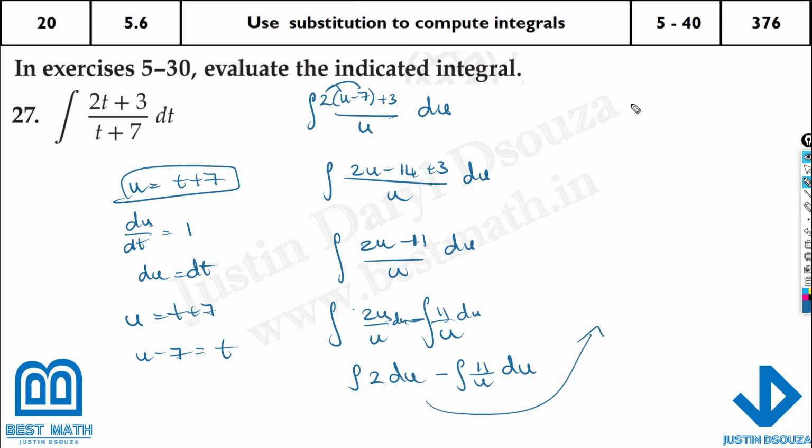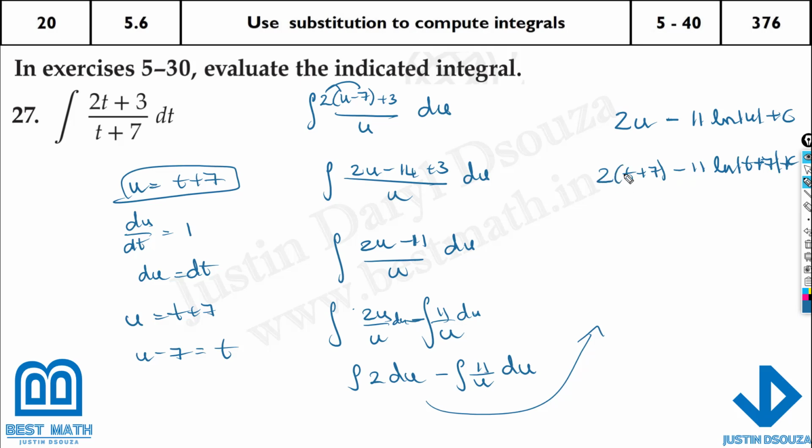I'm just going to write it up over here. The first one will be integration of 2 into u. That's it. I'm not going to write plus c1 plus c2. I'm just going to write one c together. Next one will be minus 11 times 1 by u, which will be ln modulus u plus c for both of them. And here, what was u assumed to be? u is t plus 7. So it's 2 times t plus 7 minus 11 ln modulus of t plus 7, absolute value or modulus, plus c. This is c over here added.